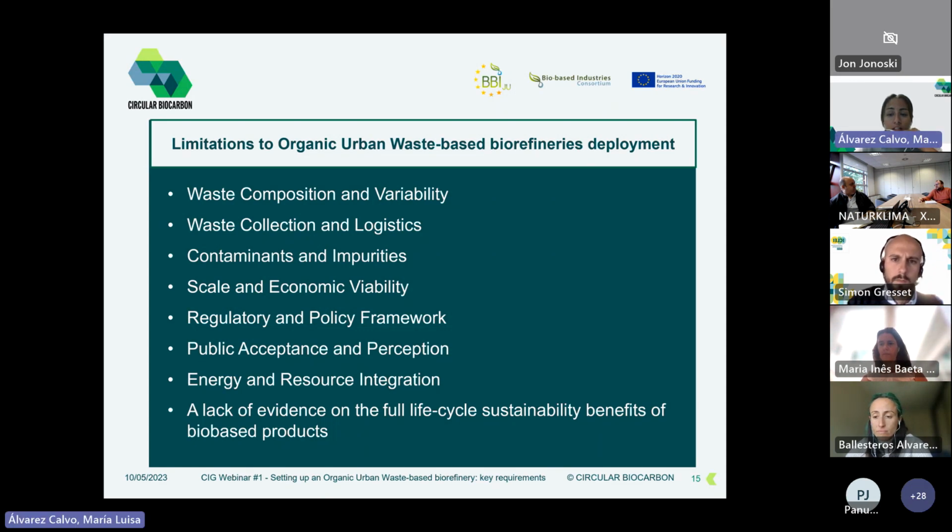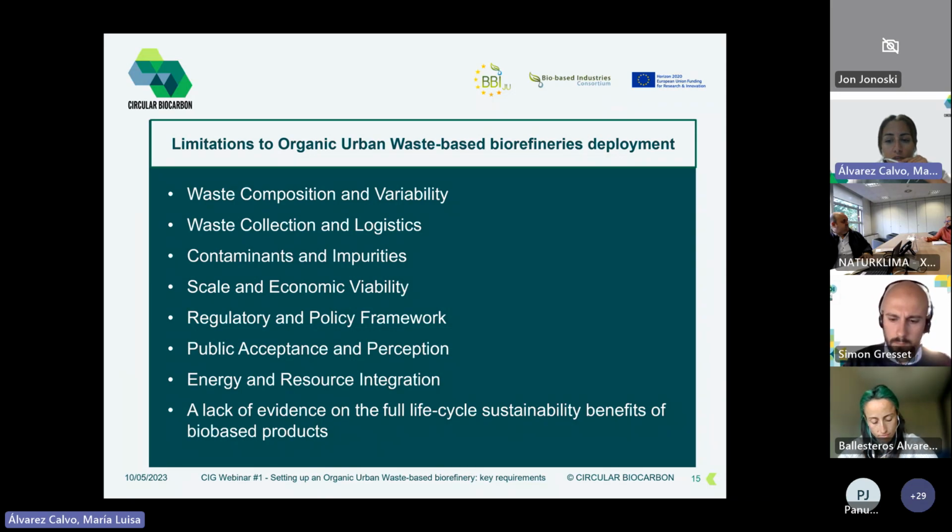Another one is the energy and resource integration. Biorefineries require significant energy inputs for various processes such as waste pretreatment, conversion, and product purification. However, the integration of different processes and the traditional energy and resource flows can be complex.